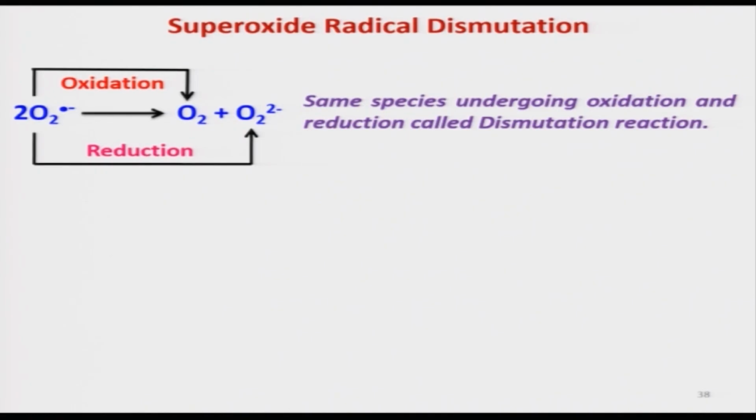Now, if we look at the superoxides, very interesting. Superoxide actually converts to oxygen and peroxide. 2O2 minus gives rise to O2 plus O2 2 minus. That means O2 minus converting to O2 is an oxidation process. O2 minus converted to O2 2 minus is a reduction process. The same species undergoes oxidation and reduction at the same time. We call it a dismutation reaction or disproportionation reaction.